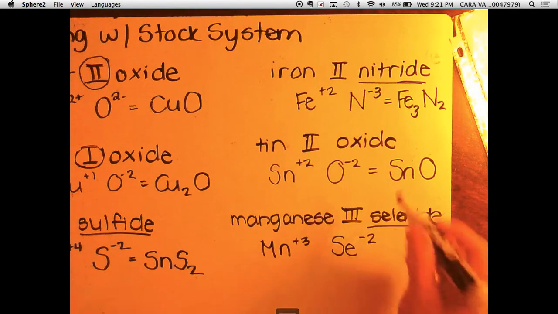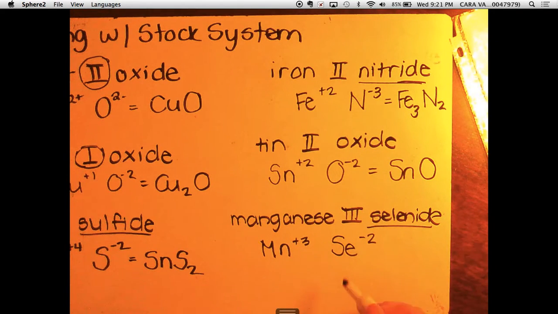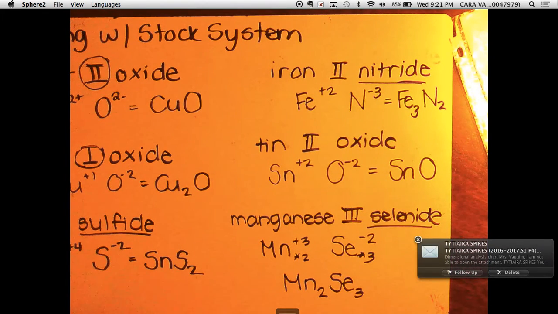So it's going to look a lot like this one up here. We're trying to get the charges to cancel out. In order to get to 6, I'm going to multiply this one times 2, this one times 3, and then whatever you multiply by, that becomes your subscript. So we end up with a subscript of 2 on the manganese and a subscript of 3 on the selenium.